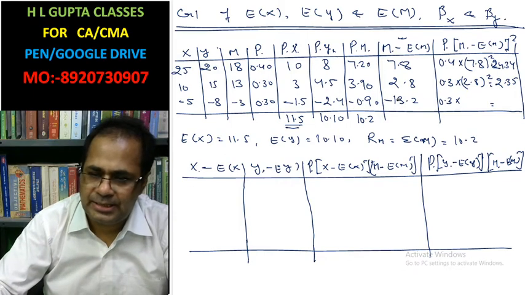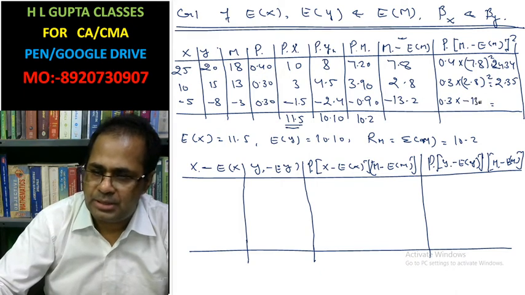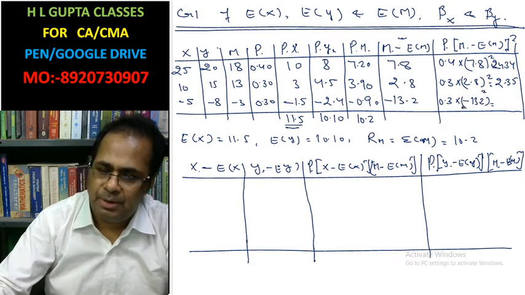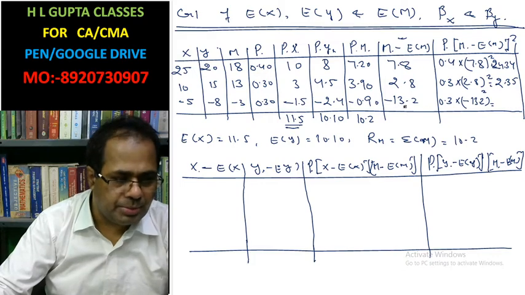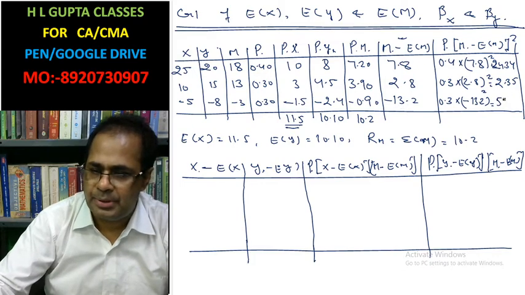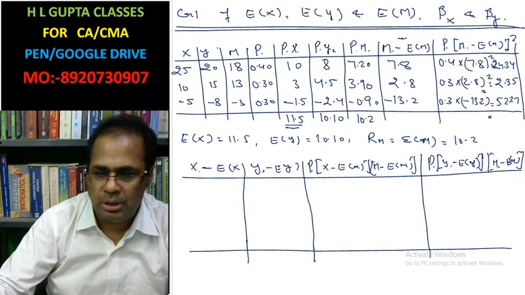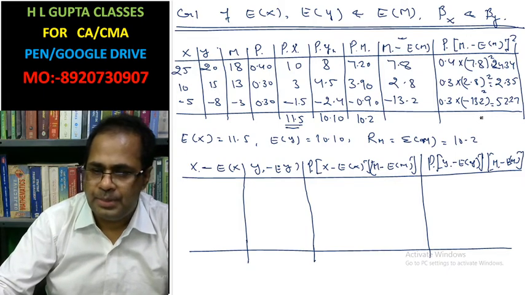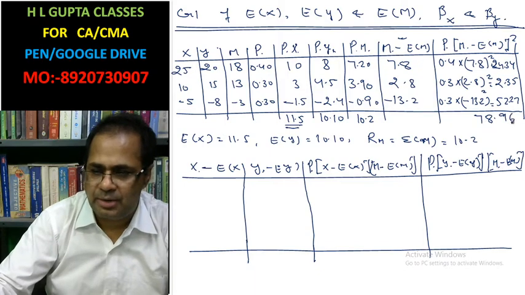And in this case, this is minus 13.2 whole square, and you will have 52.27. After adding these all, you will get 78.96.